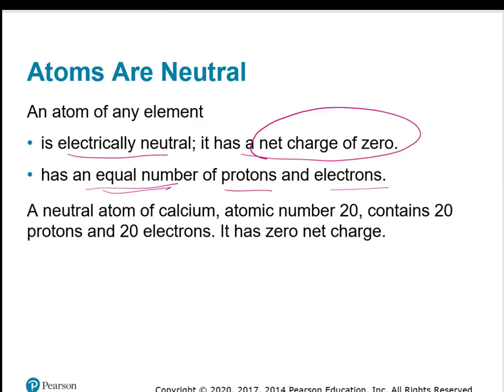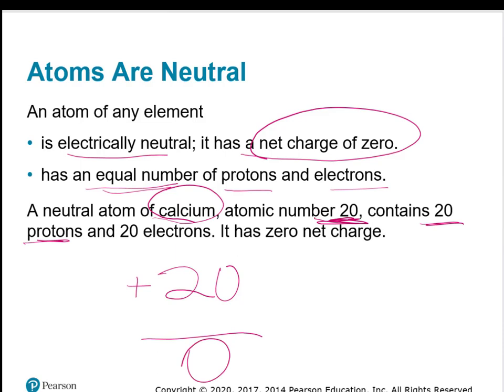Therefore, if we were to look at calcium on the periodic table, calcium's atomic number is 20. That means it has 20 protons, 20 positive protons in that nucleus. Now if it's electrically neutral, I would need 20 negatives. Positive 20 minus 20 gives me a neutral atom. So it would need 20 electrons. It has a 0 net charge.